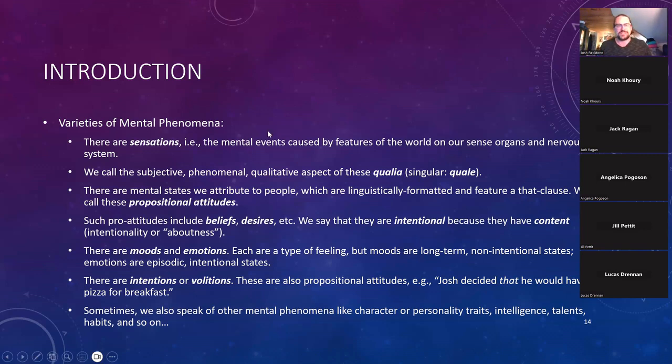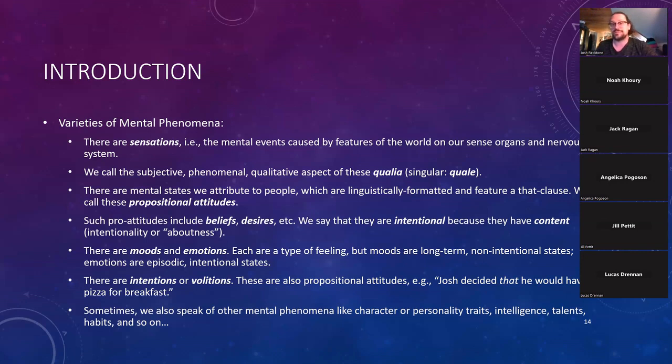And then of course, there are mental states that we attribute to people, including ourselves. And these are usually linguistically formatted, and they feature a that clause or a proposition. So we call them propositional attitudes because they're attitudes we take toward propositions, sentences that are about the world that feature a that clause, which may be true or false. So a propositional attitude might be belief. I believe that it is raining. Well, actually, it might not be raining. Scratch that. I believe it is not raining. So Josh believes that it is not raining is a propositional attitude, belief.